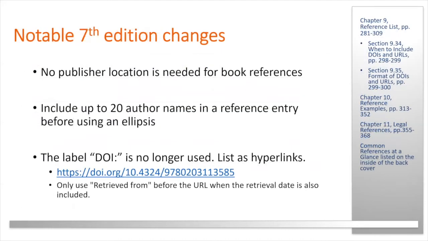There are a few notable changes in the 7th edition that you should be aware of concerning your reference list entries. For example, the publisher location is no longer needed for book references. Also, up to 20 author names are now included in a reference entry before using an ellipsis, and the label DOI isn't being used anymore. Instead, DOIs and URLs should be presented as hyperlinks.